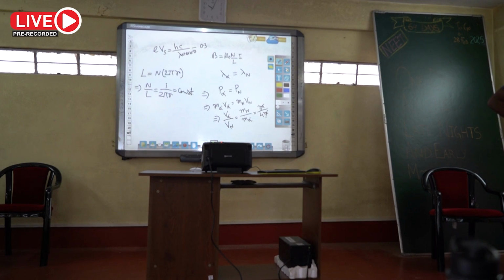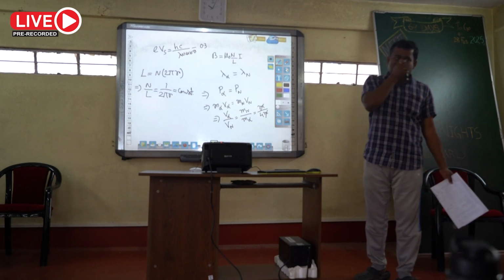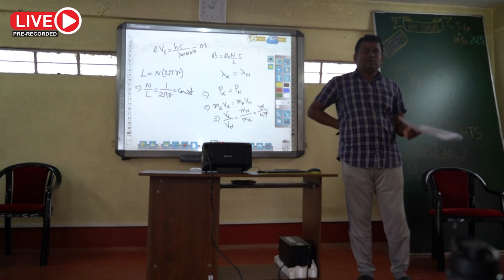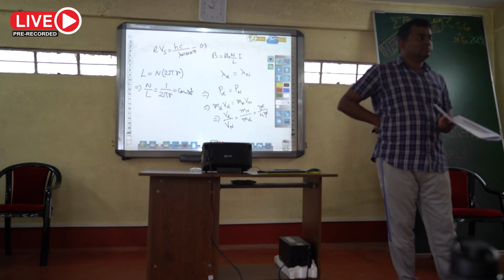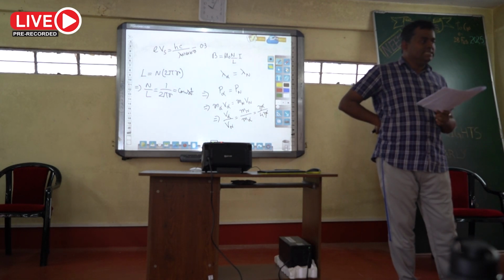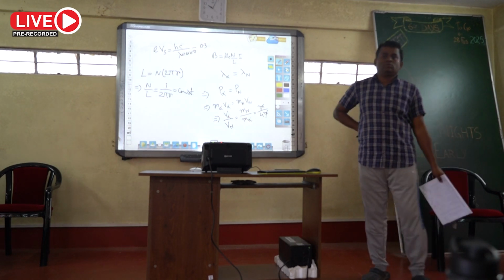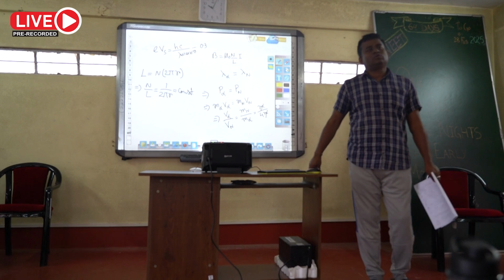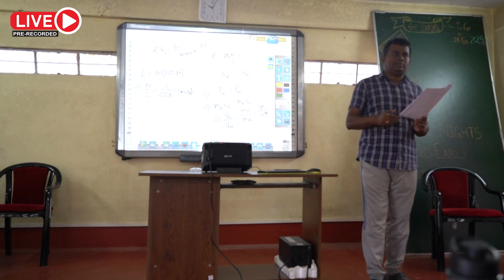Just write the formula lambda equal to B by T, where T is in Kelvin. Just put the B and T in the formula to calculate lambda and check in which wavelength range it is coming.